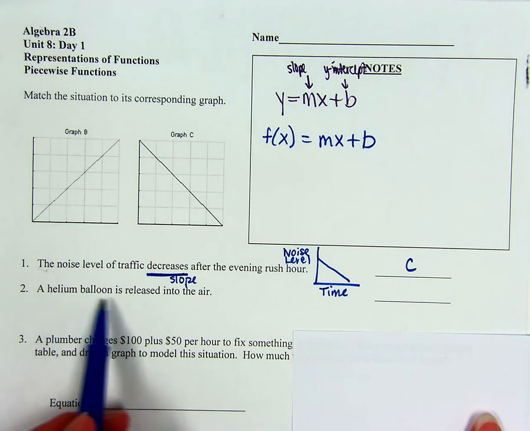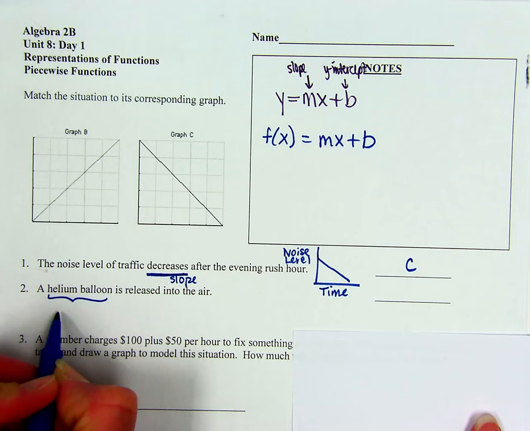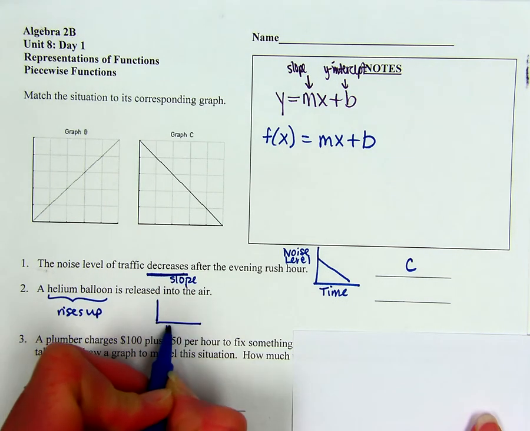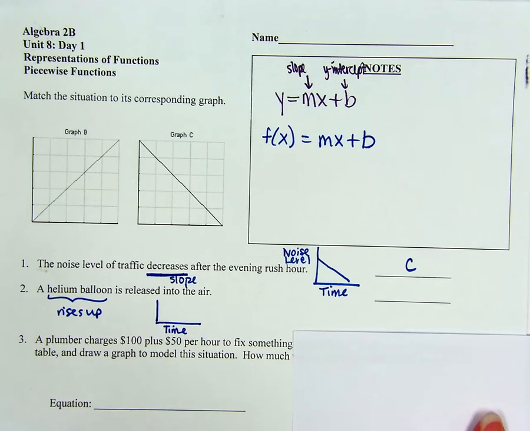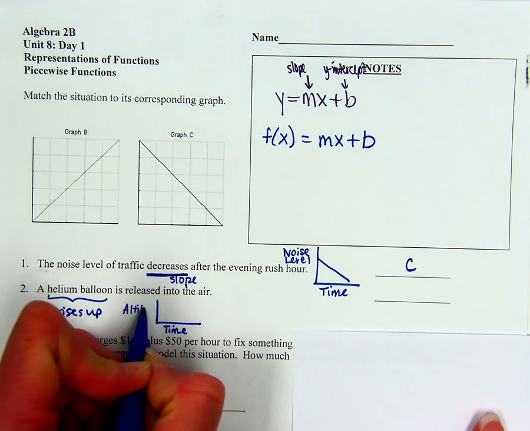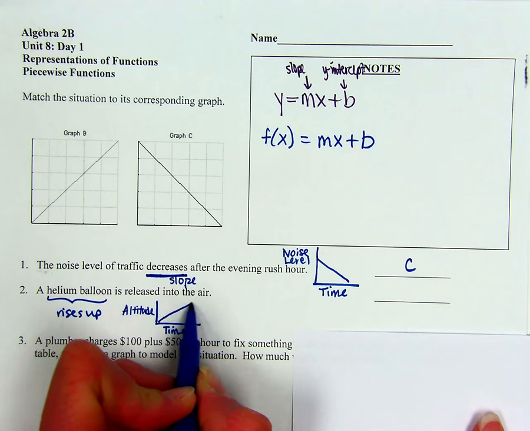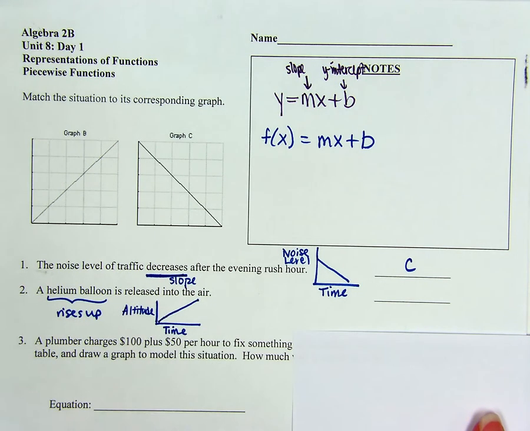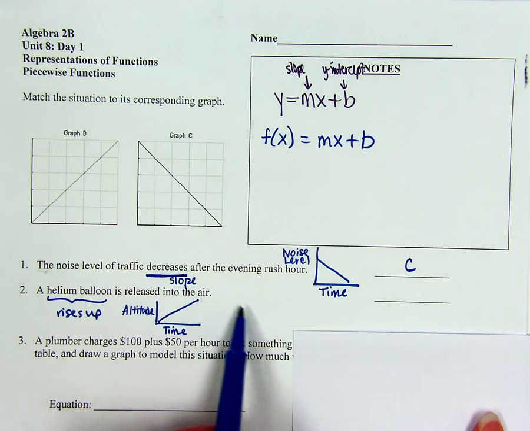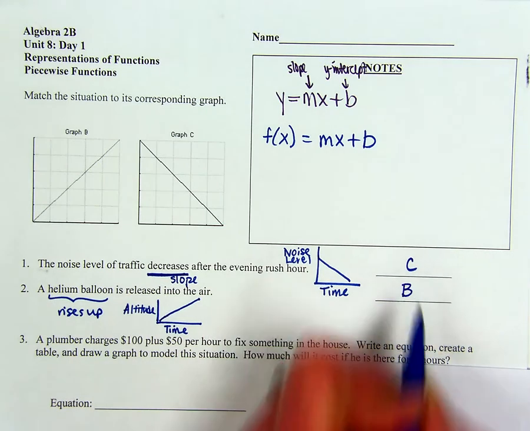All right, this one is saying the helium balloon is released into the air. So if you think about a helium balloon, what happens? Well, it rises up, or it floats. So if you were to graph it, if you consider your x-axis to be time, what's happening? Our altitude, or our height of the balloon, is increasing over time. Eventually, if we let time go on, this helium balloon is going to just stay at a certain level and then go back down. But for now, we're saying that it's going upwards. So that would be graph B.